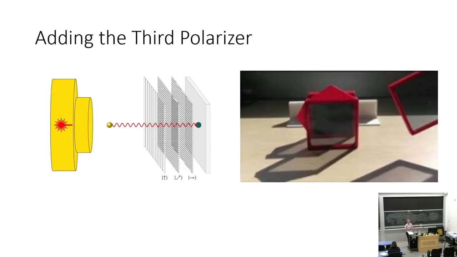So now we can add a middle filter. We're going to call it a diagonal filter. It's in the basis of up diagonal and down diagonal. That's our orthogonal basis for that filter. And so when we put that guy in the middle, all of a sudden our probability for a photon reaching the other side is A squared divided by 4.